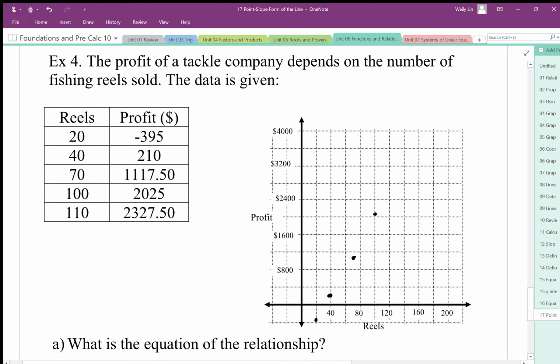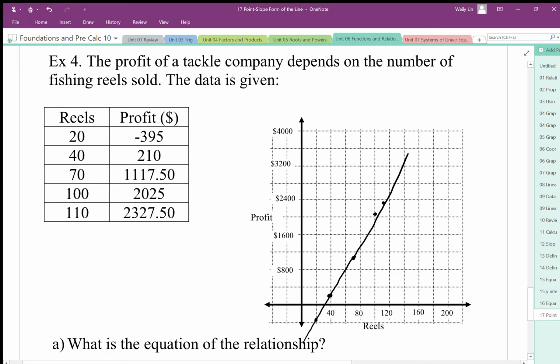And 110 reels is going to be just shy of 2,400. Okay, so it should line up. There we go. I did a pretty good job. It looks like it's going to line up. So there it is, there's my relationship.